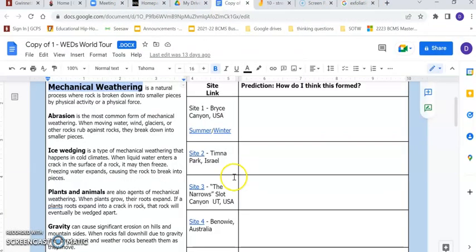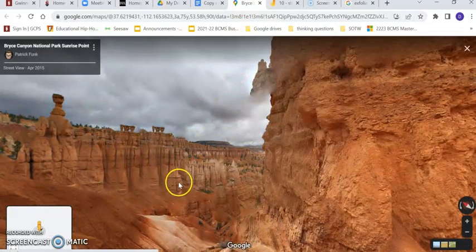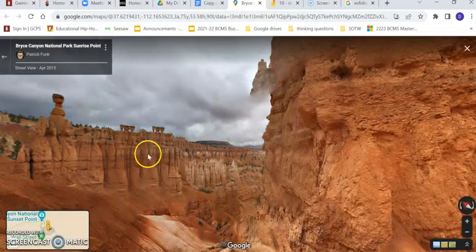So what I want you to do now is go through your world tour, and any of them that were caused by mechanical weathering, I want you to put the type here. For instance, Bryce Canyon definitely was. If you look back in your notes at those different ones, think very quickly. There it is, Bryce Canyon. You can use your inference skills to think about how these towers of rock formed.